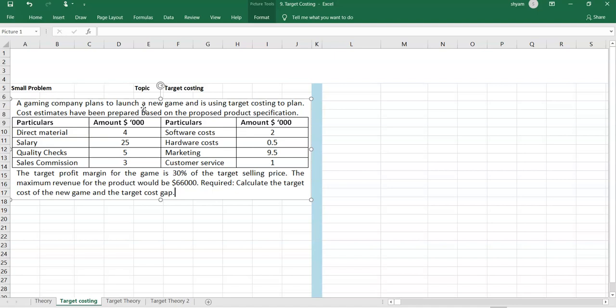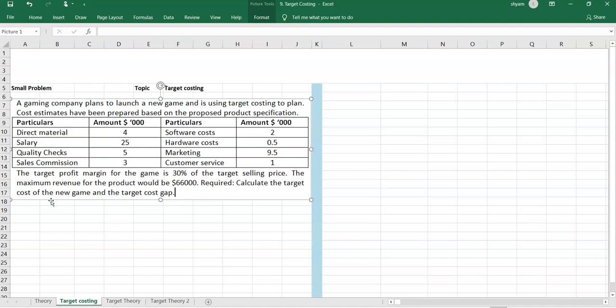A gaming company plans to launch a new game and is using target costing to plan. Cost estimates have been prepared based on the proposed product specification. Particulars: direct material, salary, quality check, sales commission, software cost, hardware cost, marketing, customer service. The target profit margin for the game is 30% of the target selling price. The maximum revenue for the product would be 66,000.